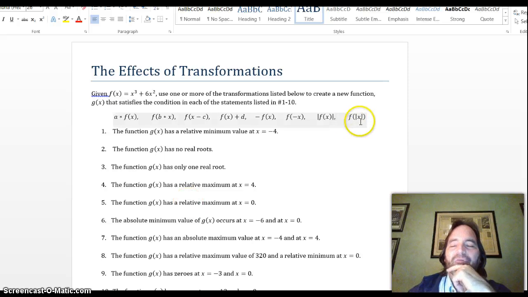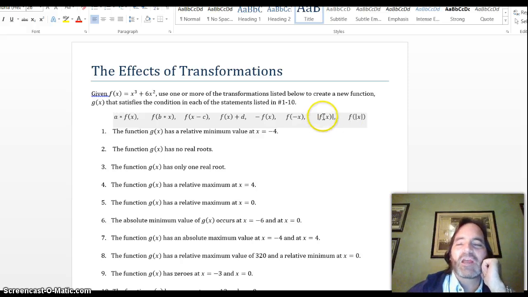So for this graph, the left of the y-axis is identical to the right of the y-axis. Everything below the x-axis is flipped up. This right here will cause a reflection across the y-axis.